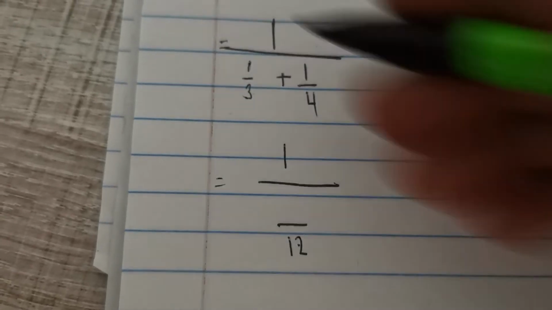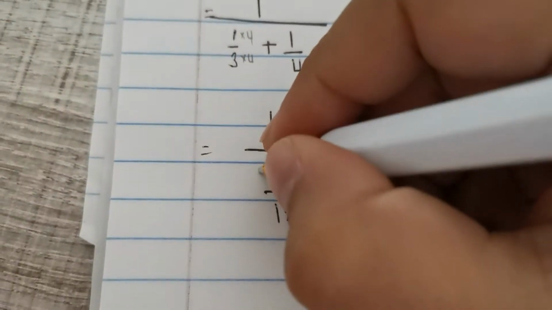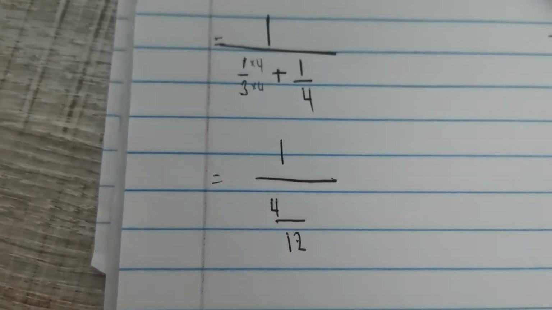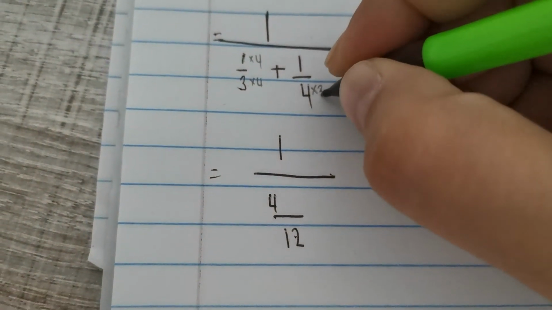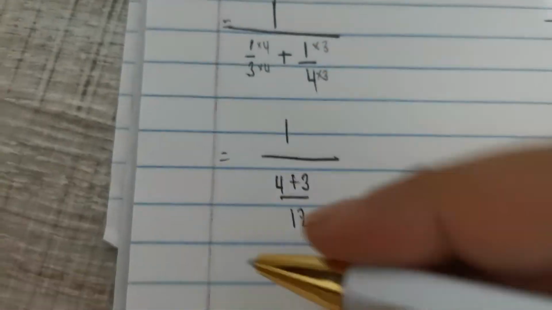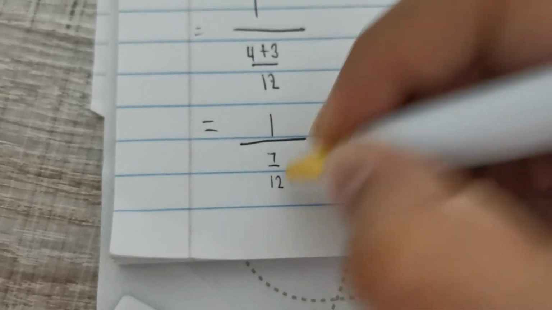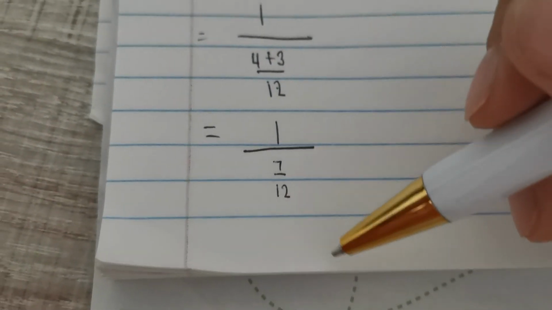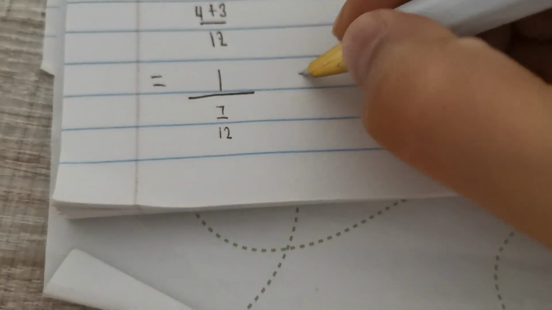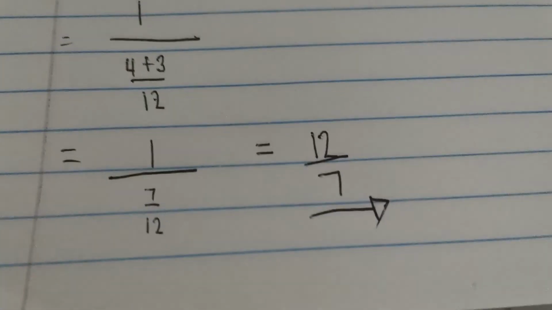Multiplied by 4. What you do at the bottom, you do at the top. Giving me a 4 over there. 4 to get to 12 would be multiplied by 3. What you do at the bottom, you do at the top. So 1 times 3 is 3. Giving me 4 plus 3 is 7 over 12. When you have 1 over something, that's basically flipping it around as well, working with the reciprocal. Final answer, 12 over 7. Okay, hope that this helps.